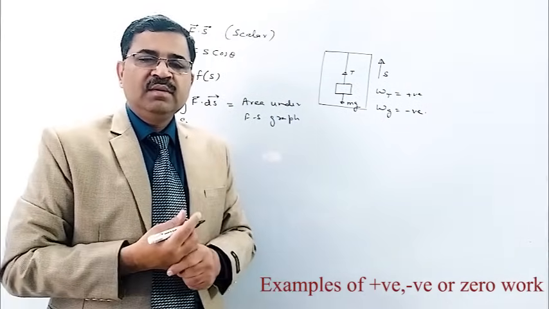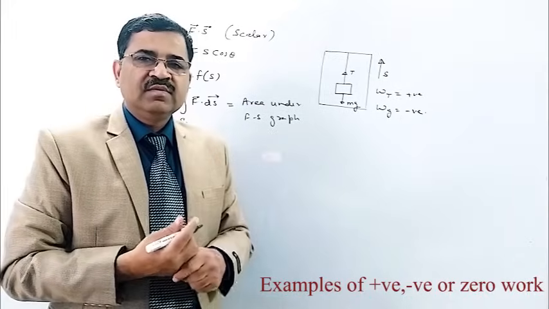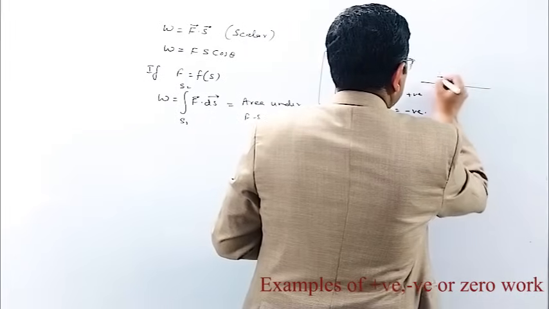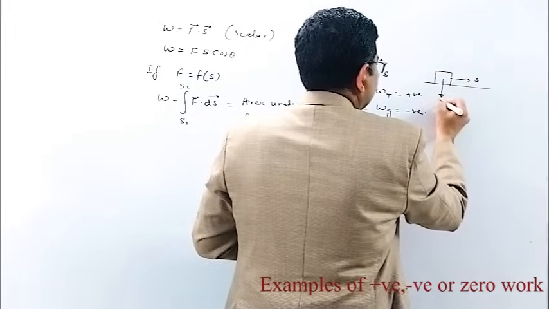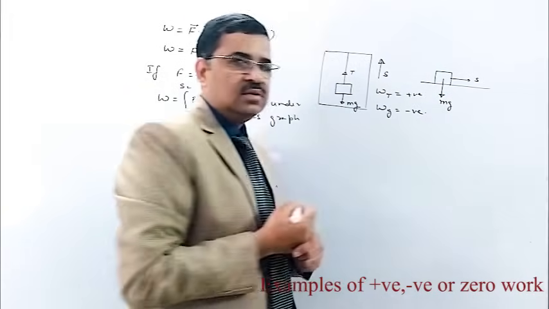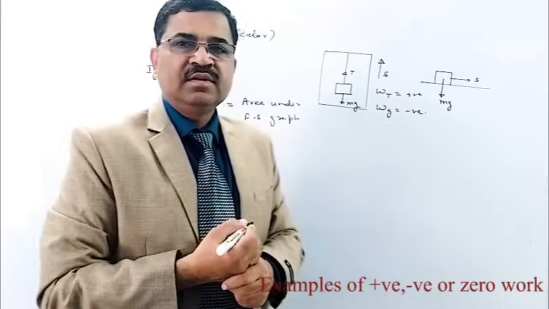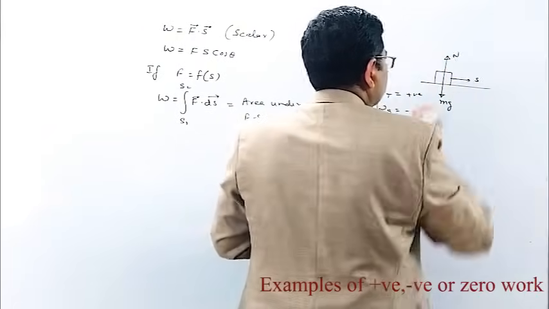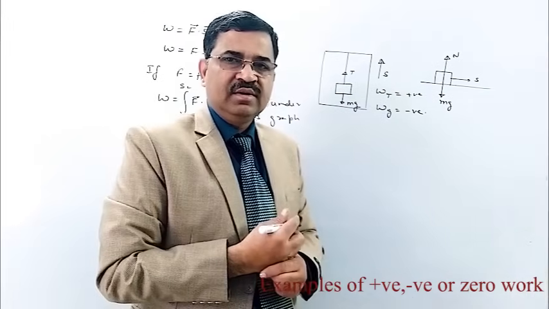If suppose the angle between the force and displacement is 90 degree, then in that case the work done will be 0. For example, if suppose a body is moving on a horizontal surface, then in this case the work done by gravity will be 0, because the angle between the gravity and displacement is 90 degree. And also if you find the work done by the normal reaction from the ground, it will also be 0 because its angle is also 90 degree.